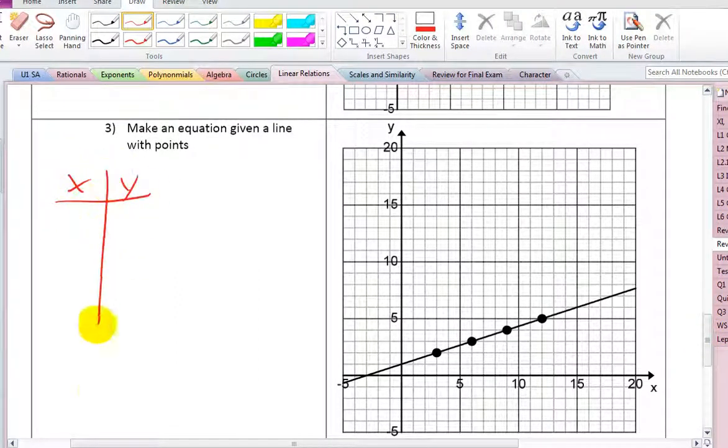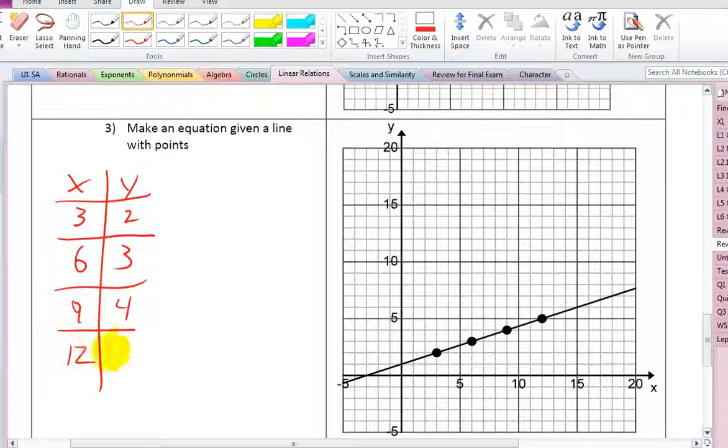Okay, so for number 3, what you need to do is write the values of the points. So the very first point is (3, 2). The second point is (6, 3). Third point is (9, 4). And the last point is (12, 5). Okay. Now you can figure out your rate of change.